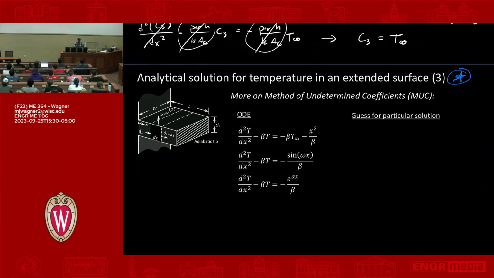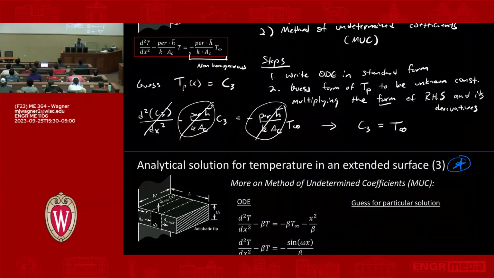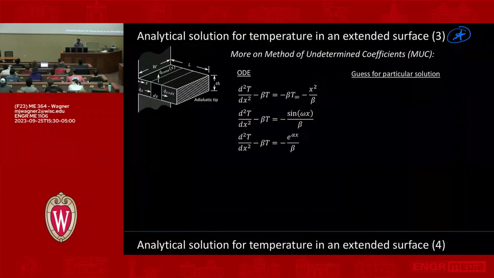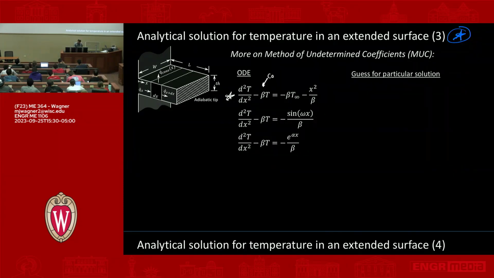If you remember the rules I scratched out here, step one was write the ODE in standard form, and step two, guess a form of TP based on the right-hand side. So what do I mean by that? Let's look at the first example. In this one, we have the second derivative of T minus beta T. Let's just say that beta is some constant. I don't really care what it is. I just wanted to note that there's a constant there. So you have beta times T equal to the right-hand side. Now the right-hand side has both a constant and some function of the independent variable x.